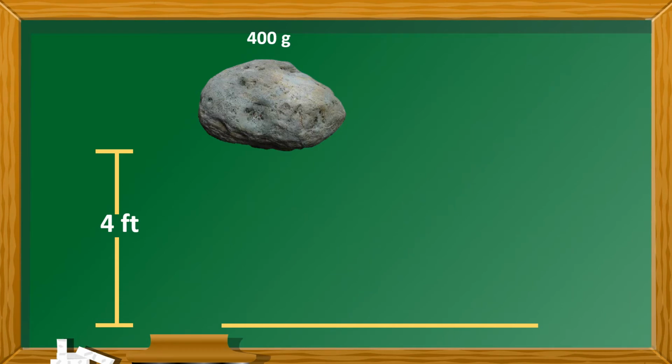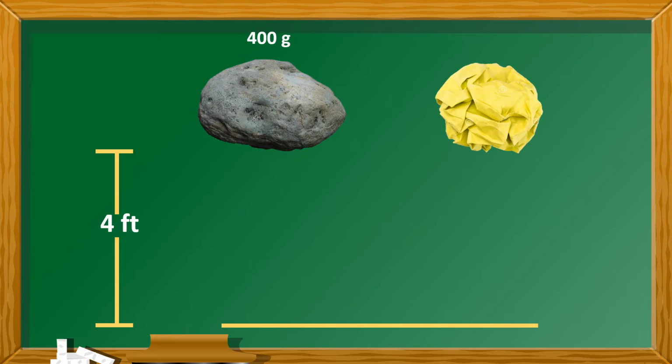Now, what will happen if you take the same stone and you crumple the paper to make it smaller? Because you crumple the paper, the effects of air resistance on it will be greatly reduced. Therefore, when you drop the objects at the same time, they will hit the ground at approximately the same time as well. Air resistance increases with the surface area. So if you get rid of air resistance completely, both objects should hit the ground at the exact same time because they are under the influence of the Earth's gravitational force.